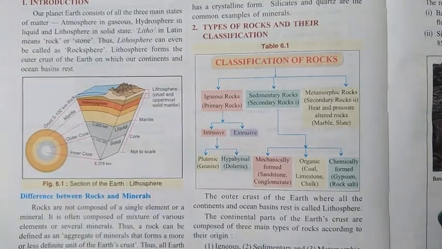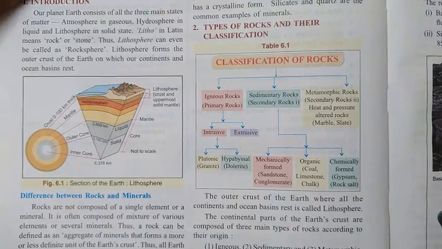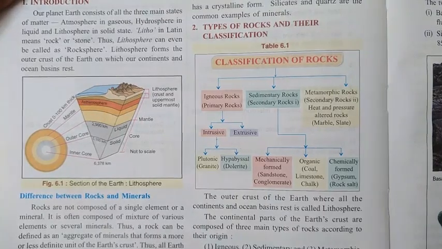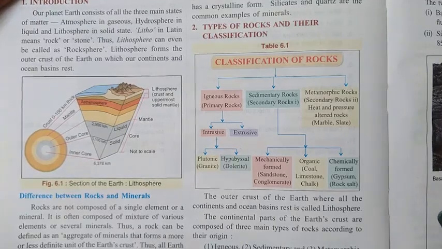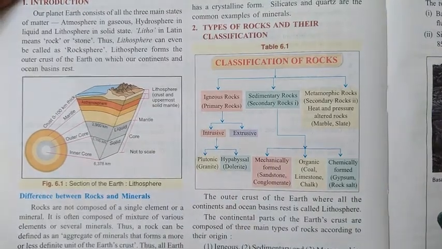This is the main difference. A mineral has a definite chemical composition with its own chemical and physical properties, but rocks don't have a definite chemical composition, neither do rocks have their own chemical or physical properties. Now this is the main difference. Now let's start here the types of rock.